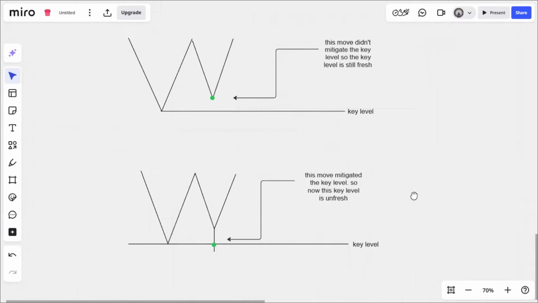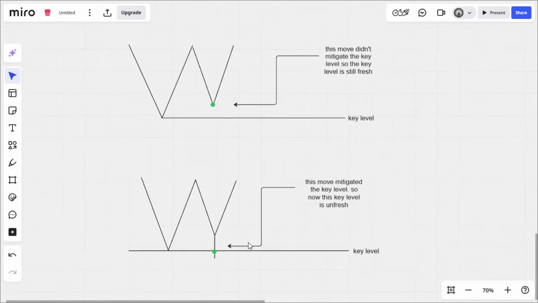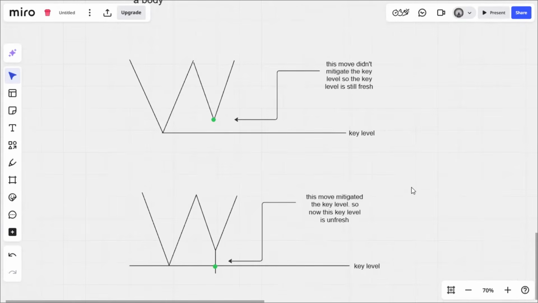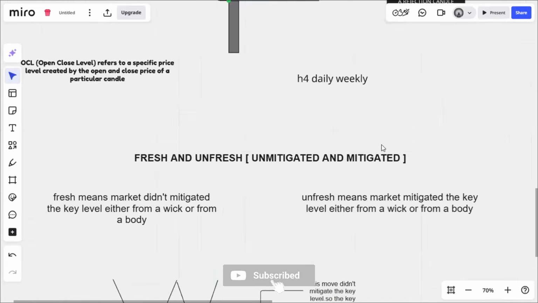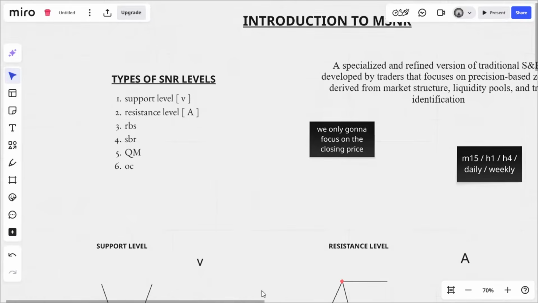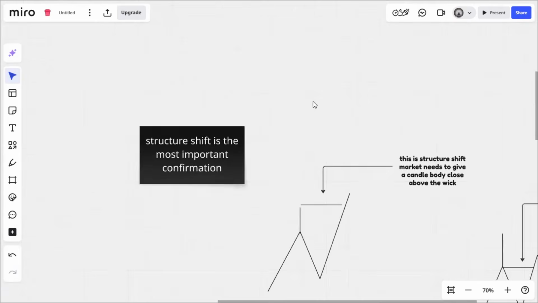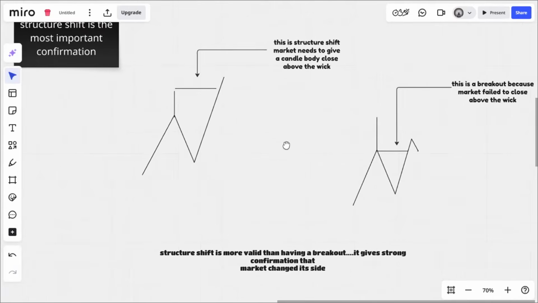So this is the simplest version of fresh and unfresh. You can spot so many fresh levels, you can spot so many unfresh levels, but you need to find the correct level. I'll be explaining those levels in further videos. These are the most basic key levels and most basic things in MSNR. I'll do a video series about MSNR and everything. I also need to explain the structure shift, because I talked about it.